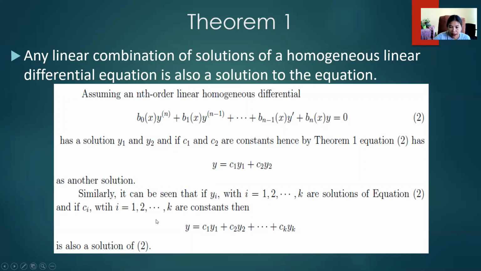Similarly, it can be seen that if yi, with i equals 1, 2 up to k, are solutions of equation number 2, and if ci, with i equals 1, 2 up to k, are constants, then y equals c1 y1 plus c2 y2 plus up to ck yk is also a solution of equation number 2, which is again a linear homogeneous differential equation. So in the next module, we will be dealing more with the solution of this linear homogeneous differential equation.